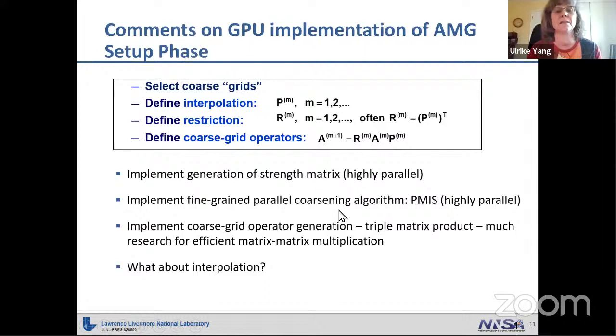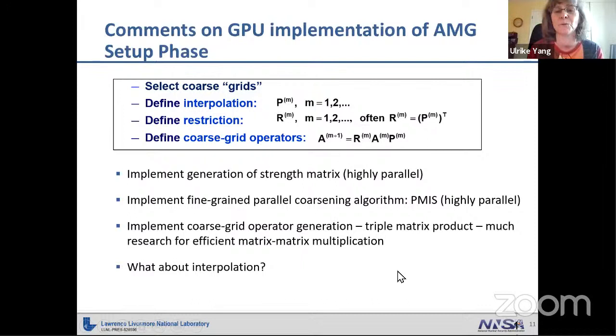The only coarsening algorithm we have implemented on the GPU right now is PMIS, which is highly parallel. And that works very well. It was fairly straightforward to implement. Well, I should ask Ping how easy it really was.